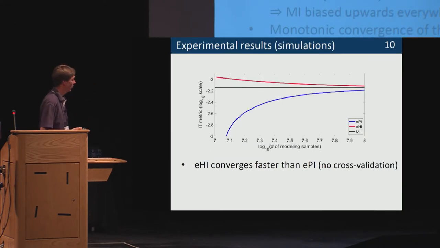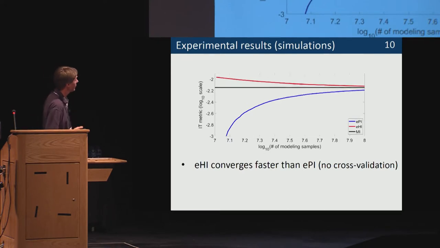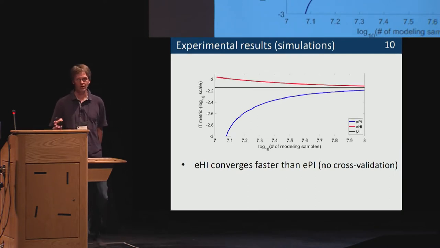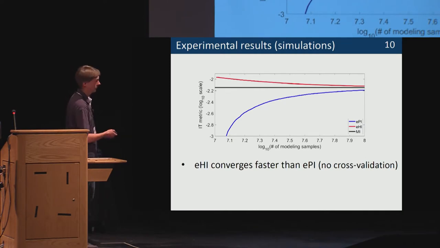Now, concretely, what does it mean? As usual in this field, we performed experiments, and we usually start with what we call simulated experiments. In these simulations, we generate leakages ourselves, and we perfectly know what the leakage distribution is. So in this case, we can actually compute the mutual information as well. Here in this graph, you have this convergence plot again, where the x-axis is the number of samples used to build the model. The y-axis shows the IT metrics. We have the perceived information in blue, the hypothetical information in red, and the mutual information in black.